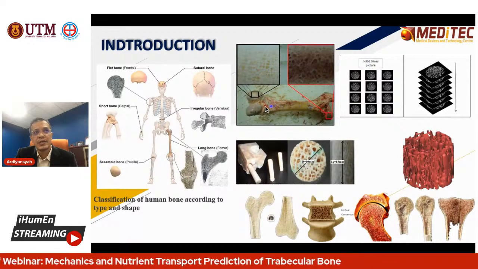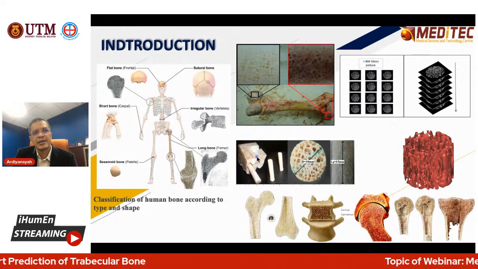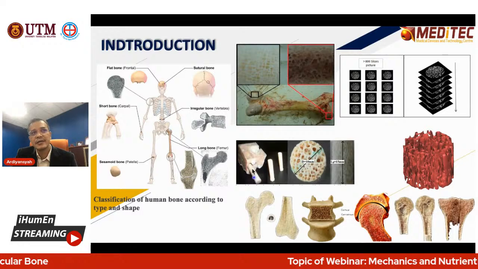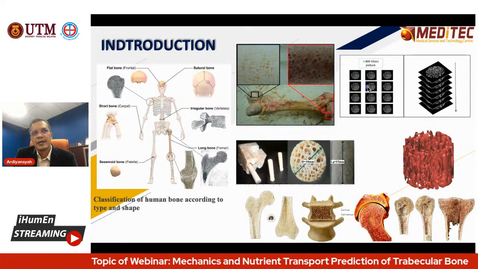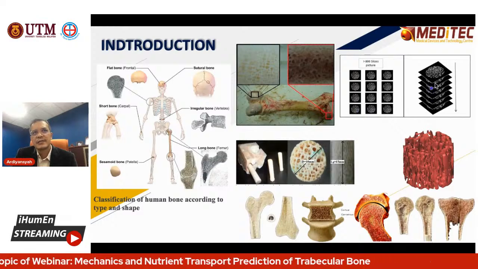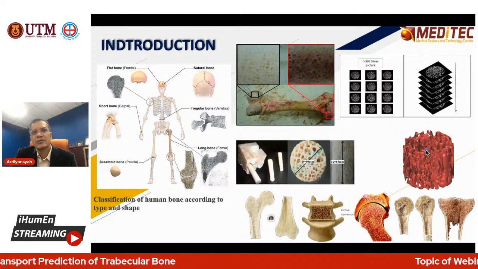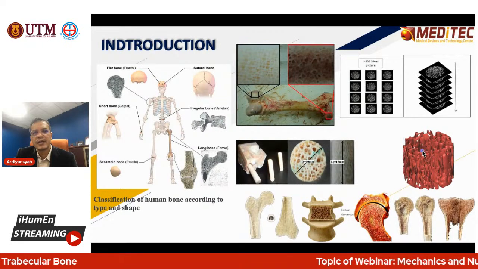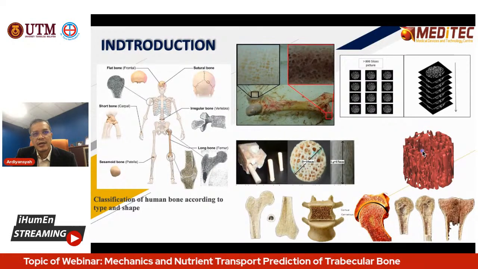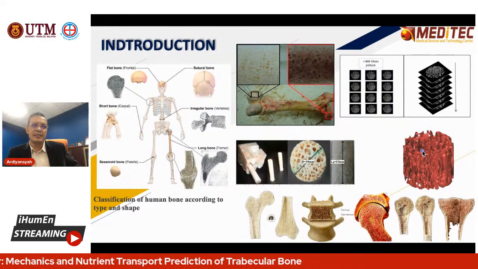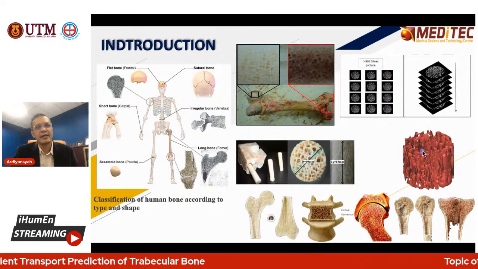This is one bone. We cut it and take a cylinder, then we can see the porosity of the cancellous bone. If you scan it, it becomes like this. There is a porous structure. This is also after reconstruction of the trabecular bone. You can use MicroCT scan because it has a higher resolution.